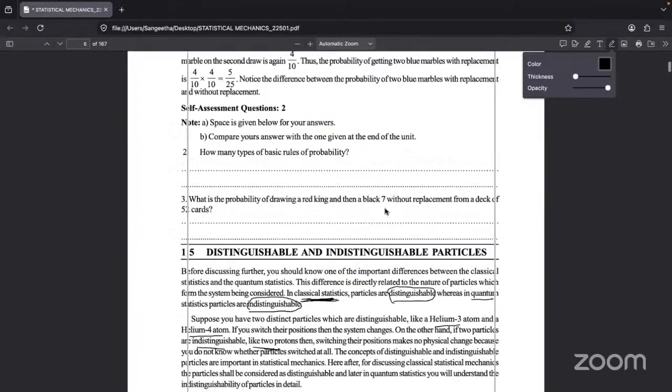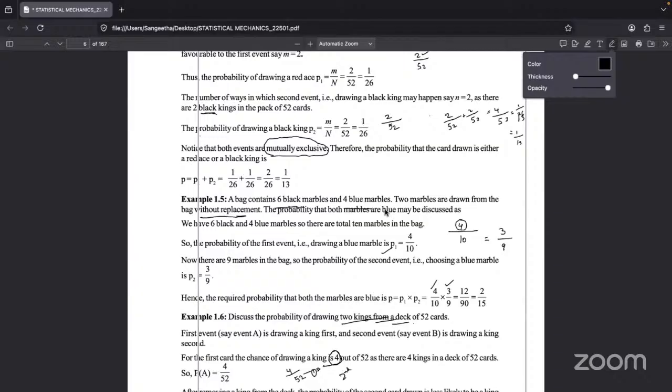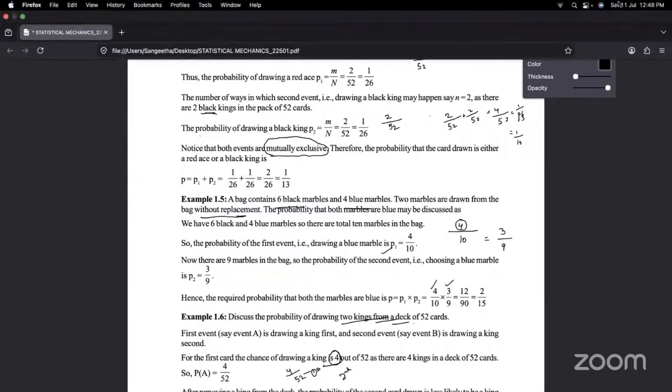What we discussed in unit 1? First, in unit 1, from your textbook, we saw the definition of probability and the basic rules of probability. In the basic rules, we discussed the summation of two probabilities, the multiplication of two probabilities, and conditional probability.